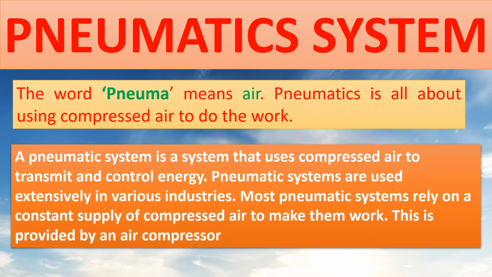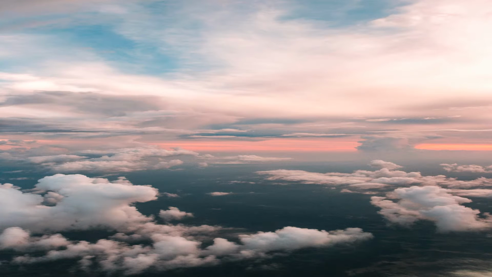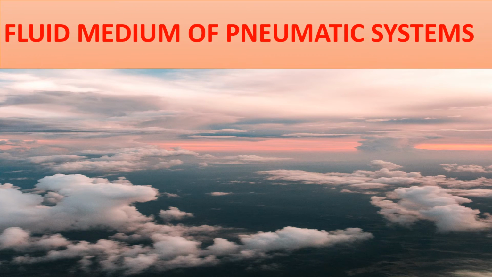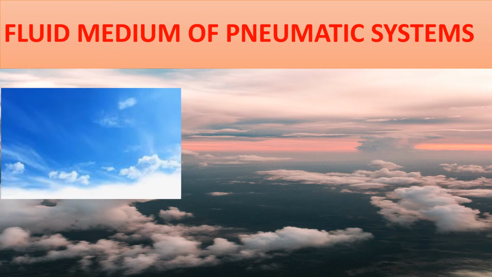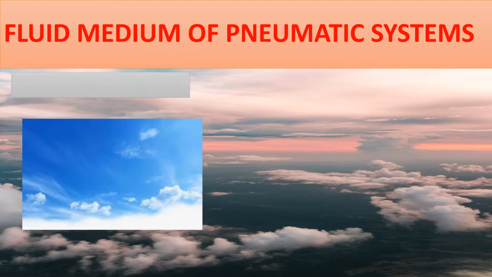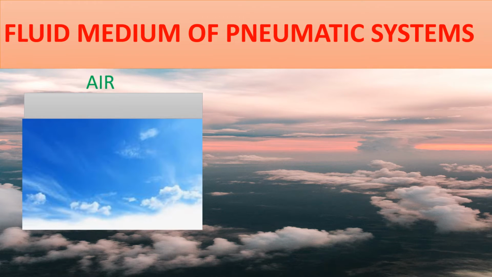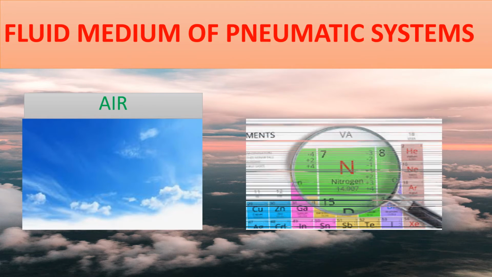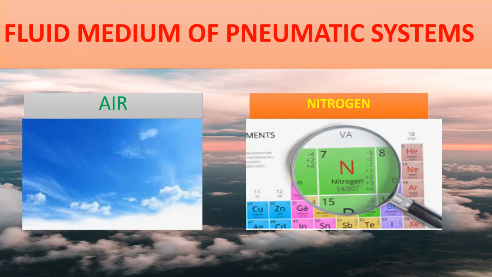In the next part, we'll understand the media used in the pneumatic system. So what are the fluid media for a pneumatic system? You know that nature has given us a lot of air that is free of cost. We don't have to pay a single penny for buying air from nature. So that is the number one fluid medium for pneumatics. Number two is nitrogen, because air contains 78 to 79% nitrogen. These two are the main fluid media used in any pneumatic system.